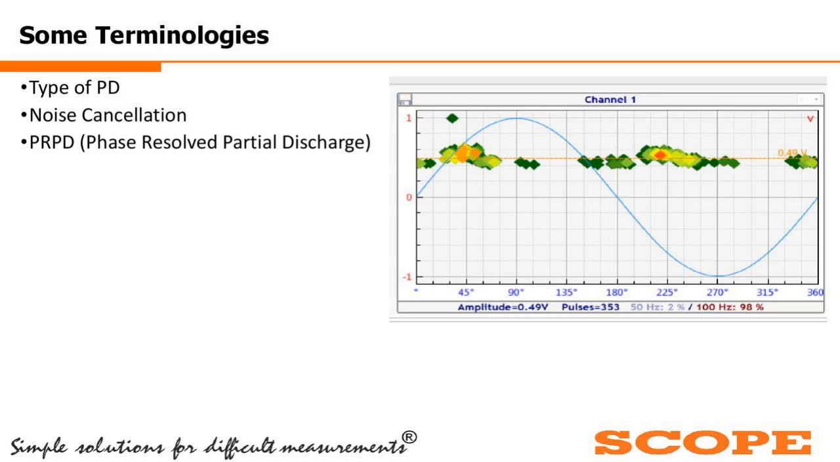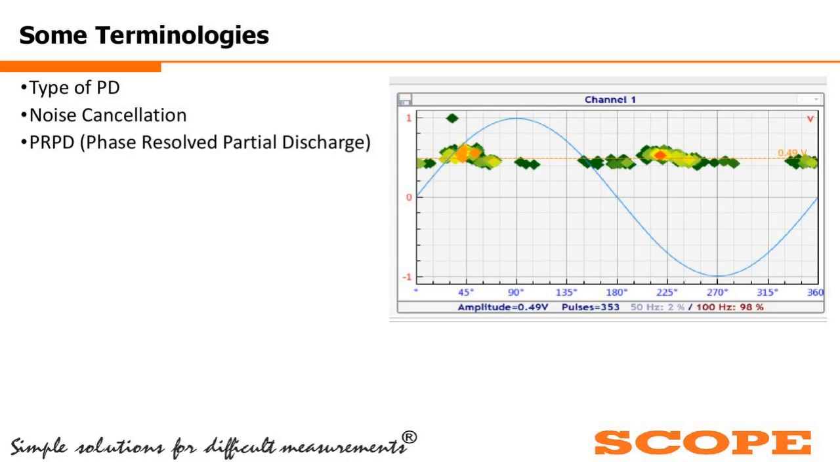That you have a system frequency reference, and then you are monitoring the clustering of discharges and the shape in which they have clustered, on the basis of which different types of partial discharges are monitored and identified, as well as noise cancellation is done.